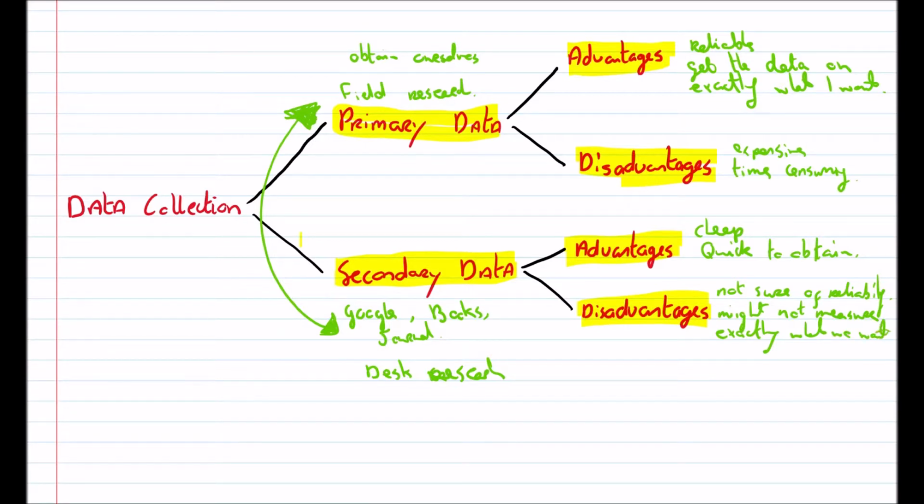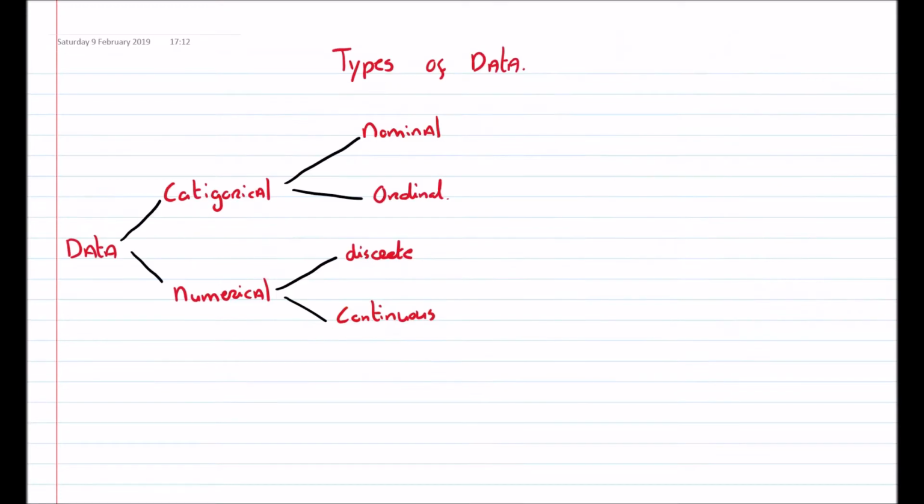For instance, I might want to find out the percentage of students in Feathered who play hurling, whereas with a quick search on Google, I might find out the percentage of students in Tipperary who play hurling. So it's not exactly what I want, but it might be close enough. Okay, so there's our primary data, otherwise known as field research, and secondary data, otherwise known as desk research, and the advantages and disadvantages of both.